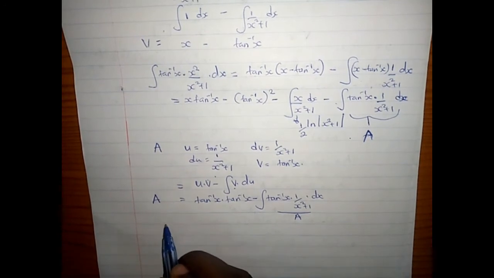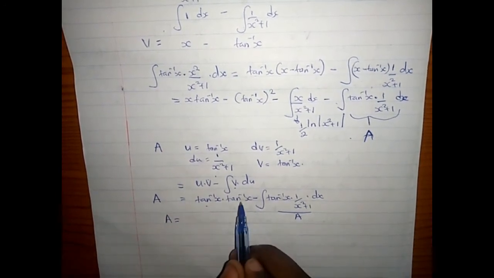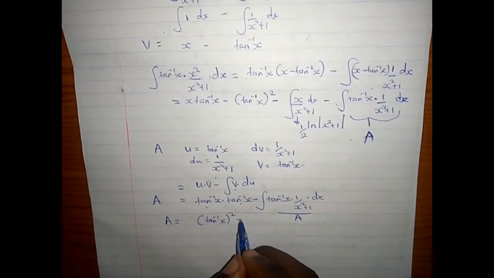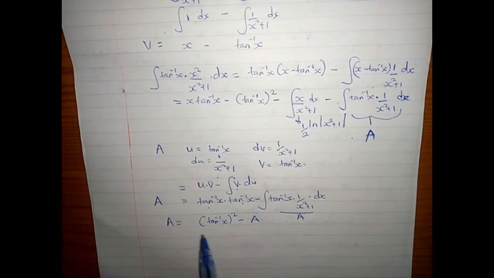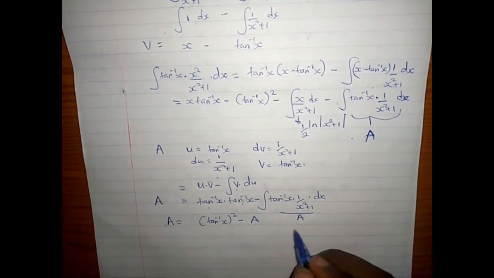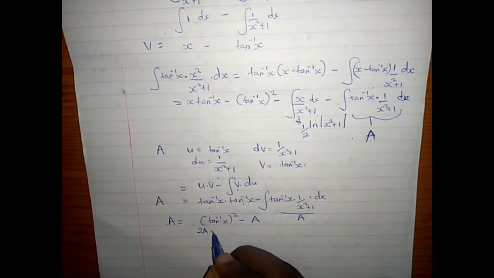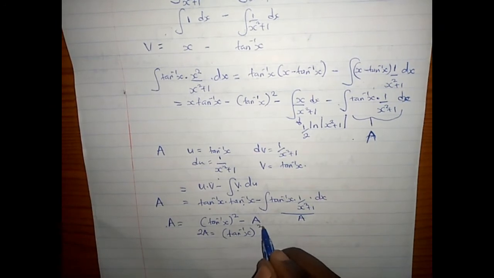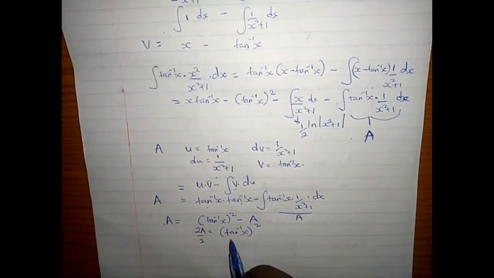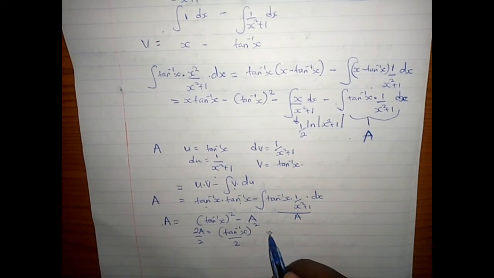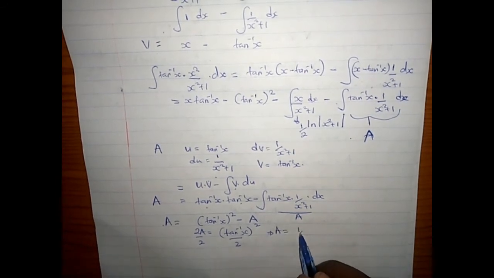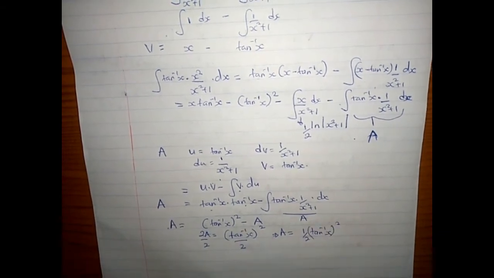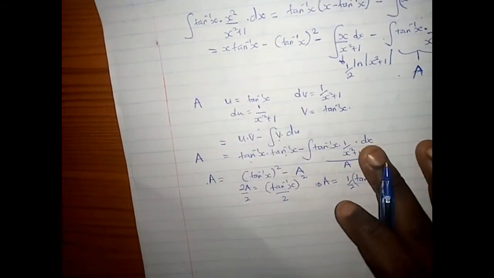That means a equals tan inverse of x times tan inverse of x, so tan inverse of x squared, minus a. So if this a comes to this side, you're going to get 2a equals tan inverse of x squared. Then we divide by 2, whereby my a will be equal to a half of tan inverse of x squared. Hope you're moving on swiftly with this.